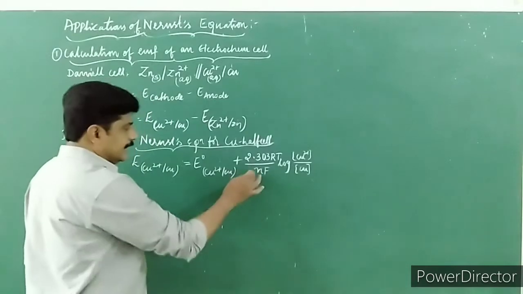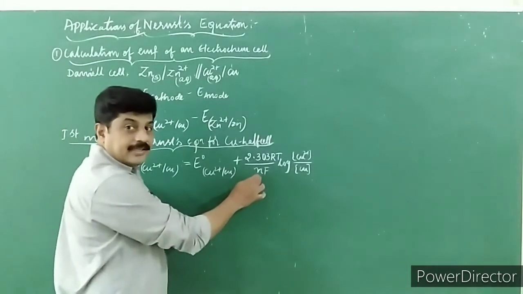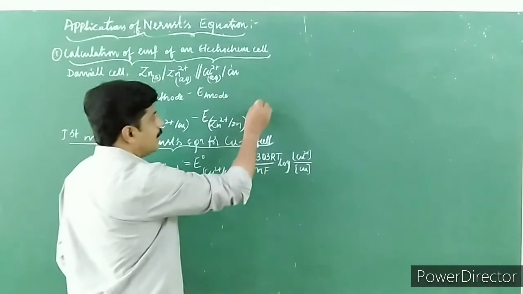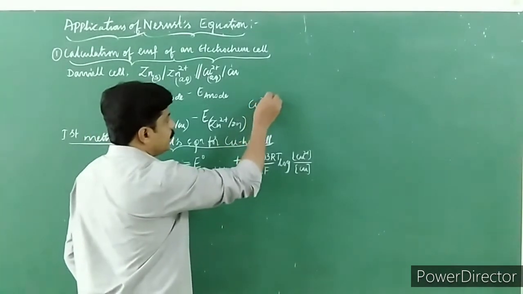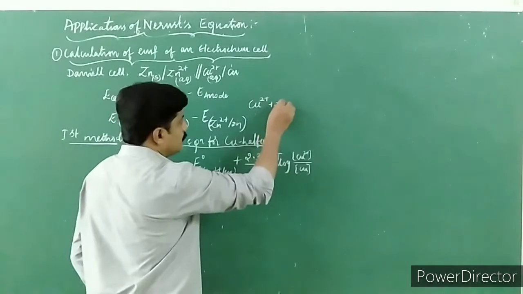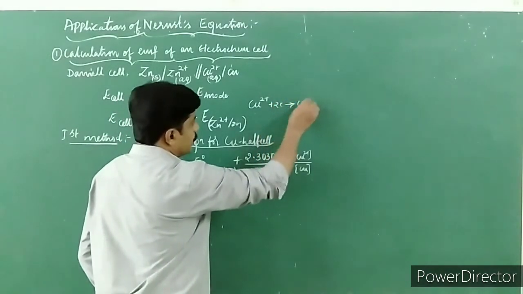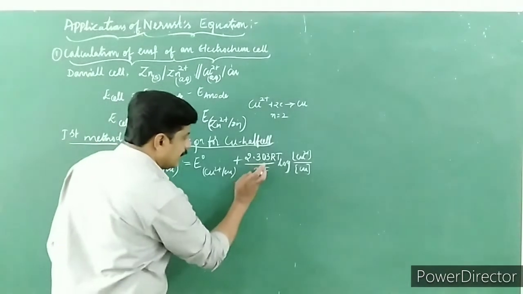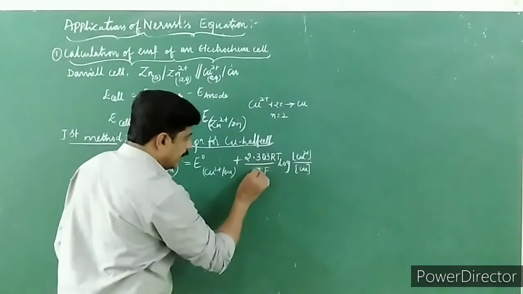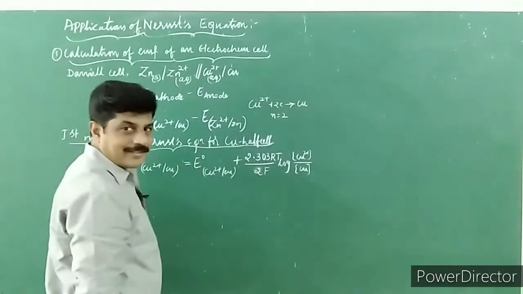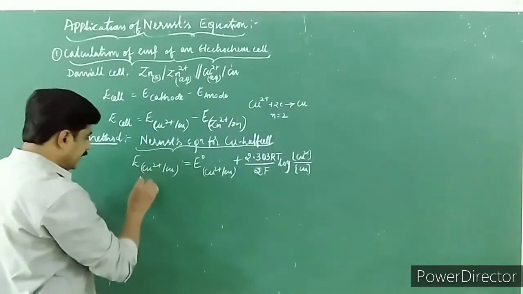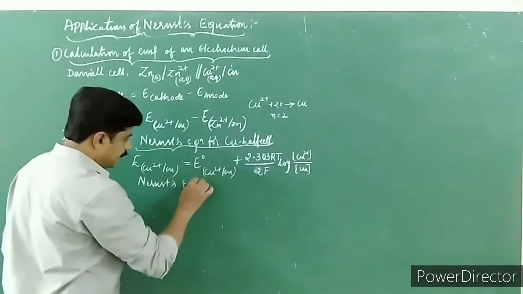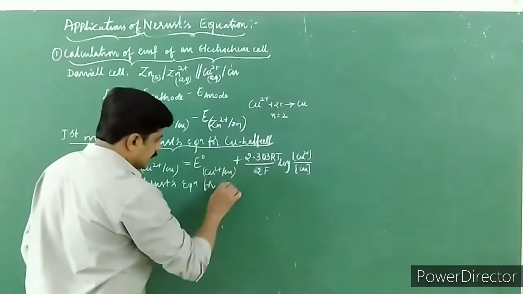Look at here, instead of writing n, let me find out the number of electrons gained during the reduction process of copper ions. Look at here, Cu2+ takes up 2 electrons and gets reduced to Cu. That means n is equal to 2 here. So let me substitute that. Look at here, I'll change it as 2F. Hope you got it. Similarly, let me write the Nernst equation for the zinc half cell.